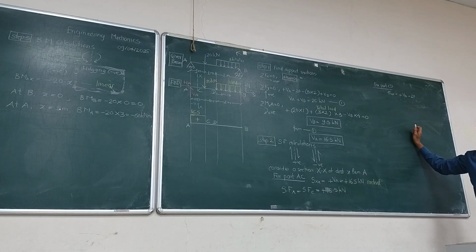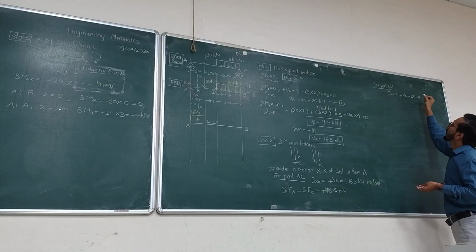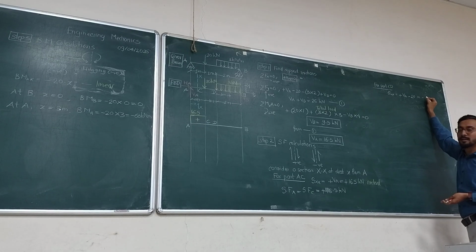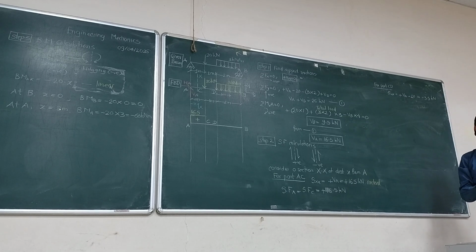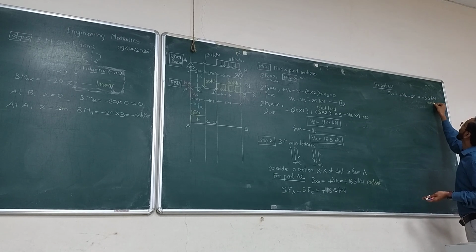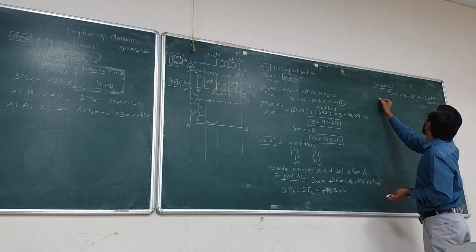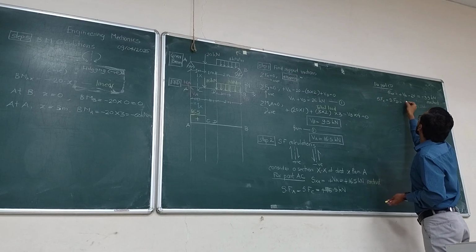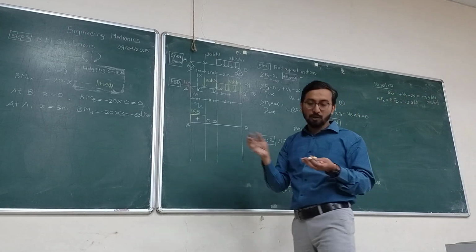Plus VA minus 20. So what does this tell you? What is the value of VA? 16.5. 16.5 minus 20 is minus 3.5. What does this mean? It is a constant value. So write the values at C and D: therefore shear force at C is equal to shear force at D, equal to minus 3.5. We have got one more part done.